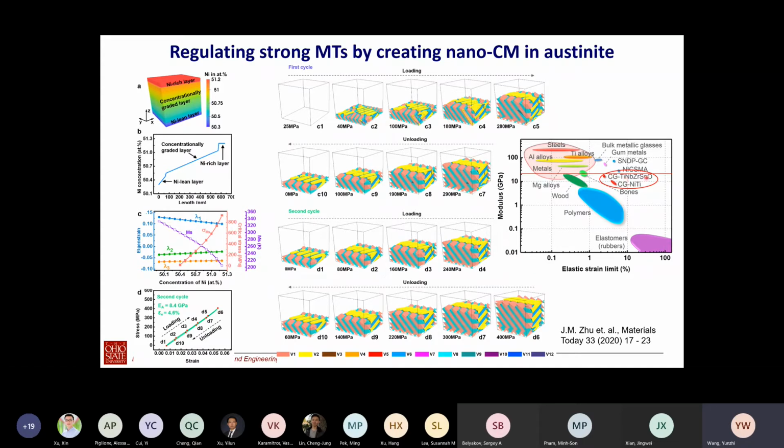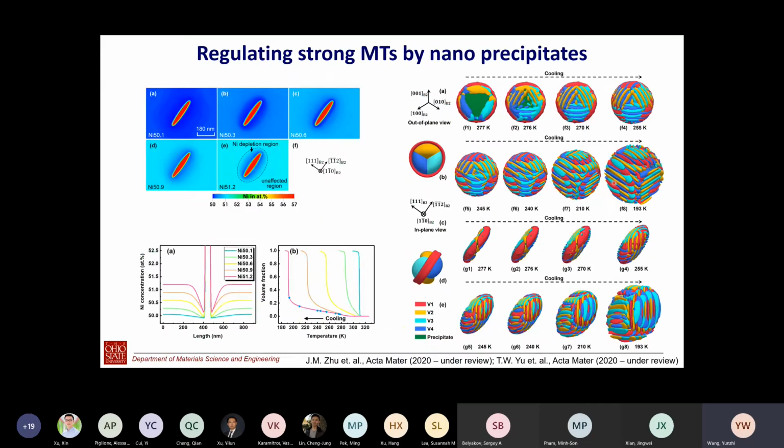This is beta titanium alloy. This one has been validated by experiment. You can get the modulus down to this low, and for these alloys, actually, we can get the modulus down even lower. But for this we are awaiting experimental validation. So this is about the design of the concentration gradient.